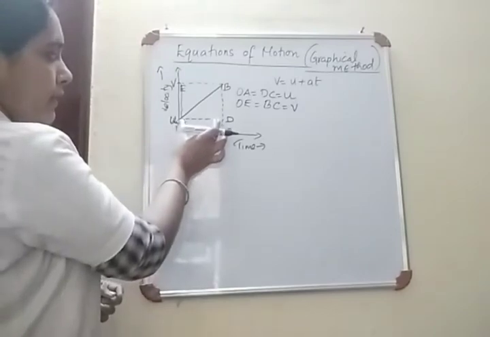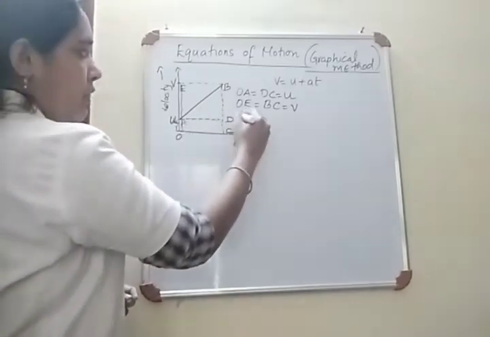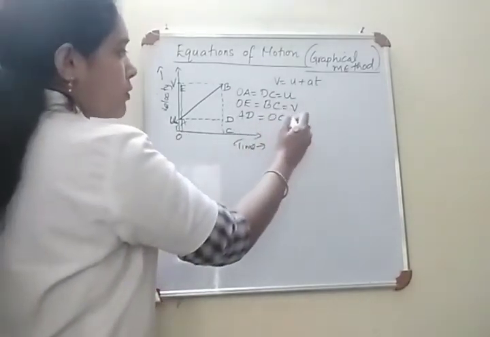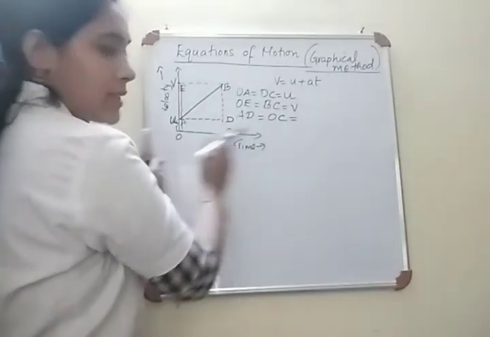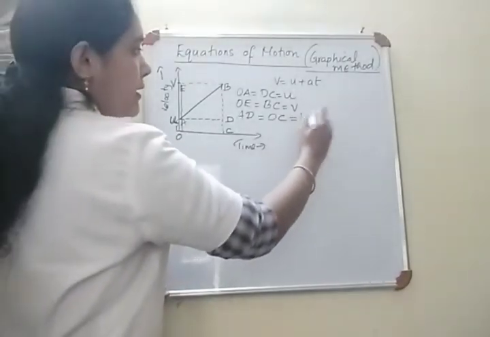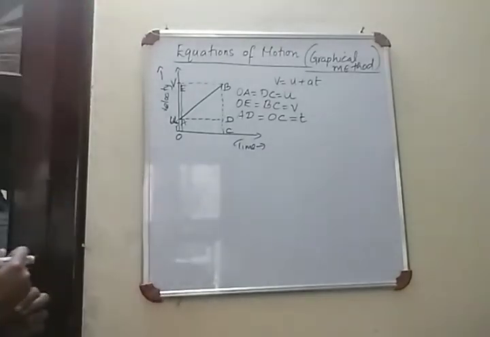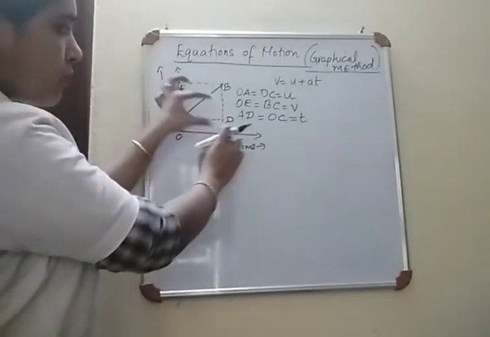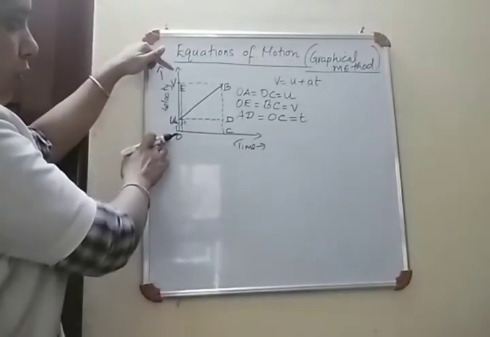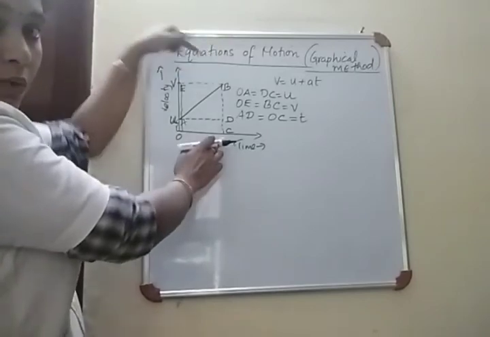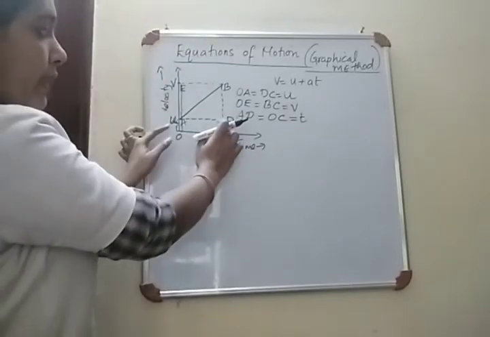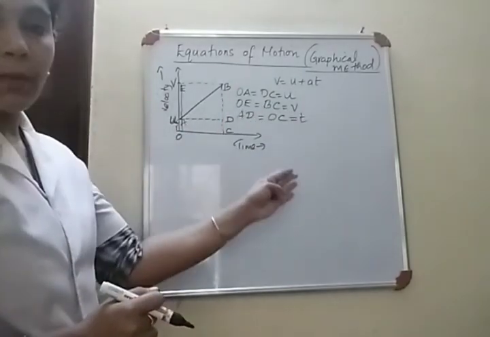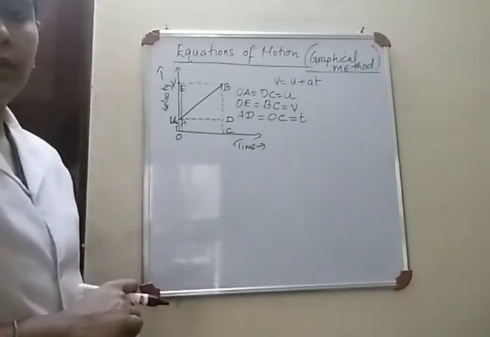Then AD, this is AD. AD is equal to OC, right? So AD is equal to OC equal to what? This OC is along the time axis, so we can consider that as equal to time t. So these are the data obtained from this particular graph: OA equal to DC equal to u, OE equal to BC equal to final velocity v, and AD equal to OC equal to time t. And we are supposed to substitute all these expressions in our derivation part.